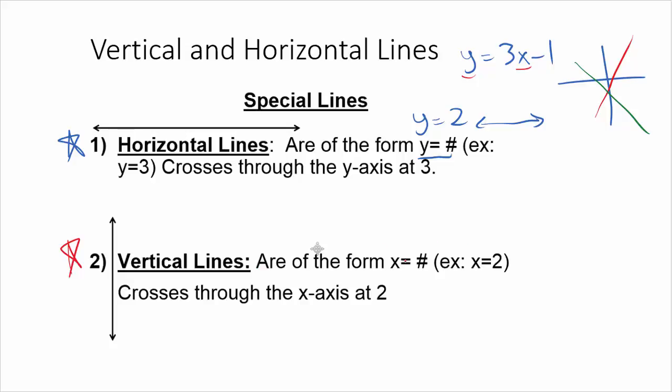Vertical lines are very similar, and they are of the form x equals some number. So if you had x equals 7, that would be a vertical line that goes straight up and down and would cross through the x-axis at 7.